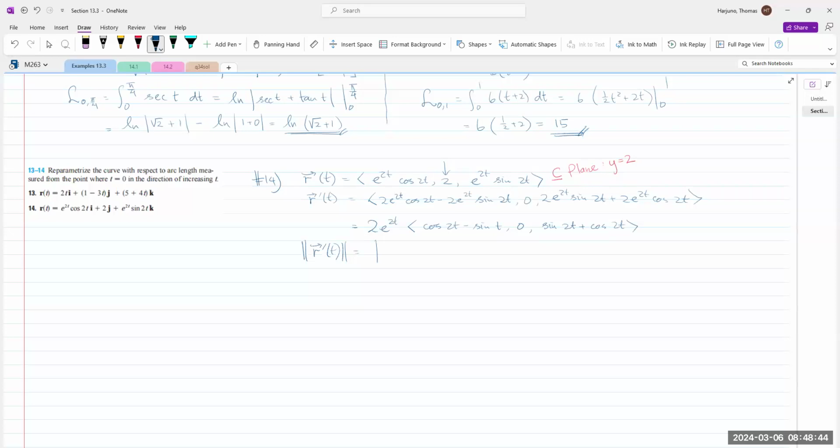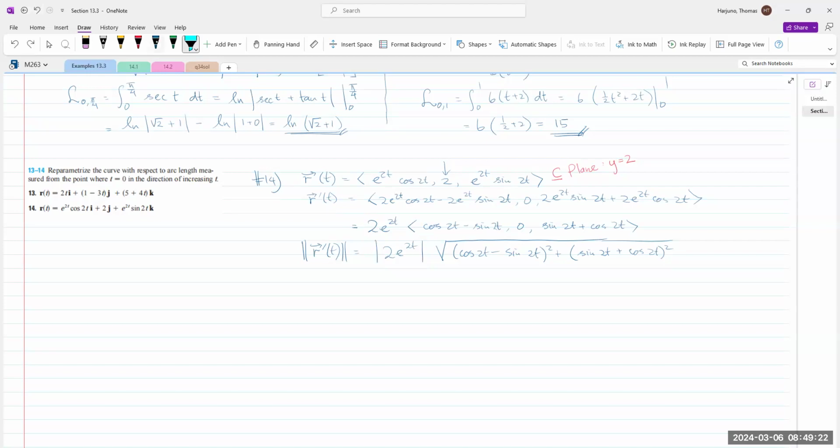Now, the magnitude, therefore, will be the magnitude of r prime: the absolute value of 2e^(2t) times the square root of (cosine 2t minus sine 2t) squared plus (sine 2t plus cosine 2t) squared. What I want to say is that the exponential function is always non-negative, right? So we actually don't need the absolute sign there. But for now, let's put it first.